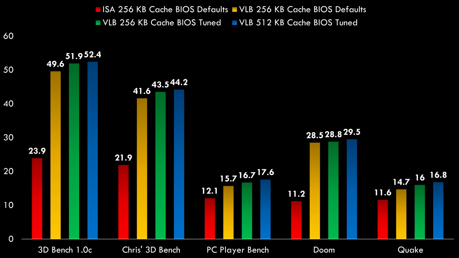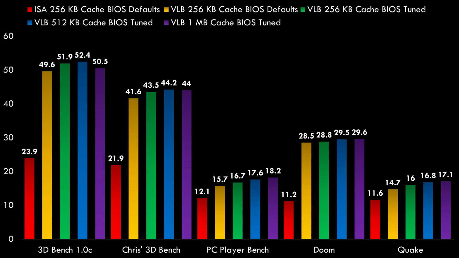And now let's increase the level 2 cache. You physically have to remove the cache chips and install different ones. So here in this slide, I've upgraded the cache to 512 kilobytes. So I doubled it, and across the board, we're now getting even higher scores. For example, in 3D Bench, we're now getting 52.4.